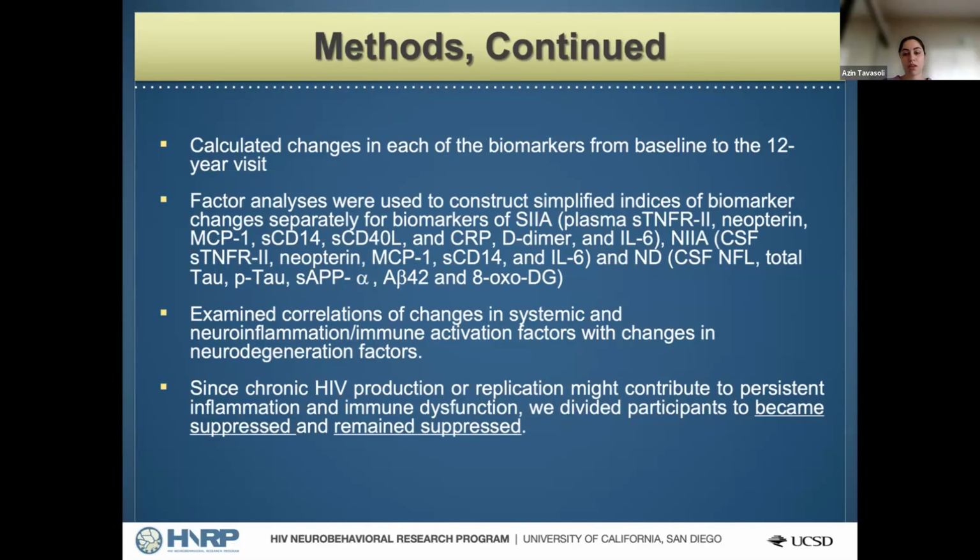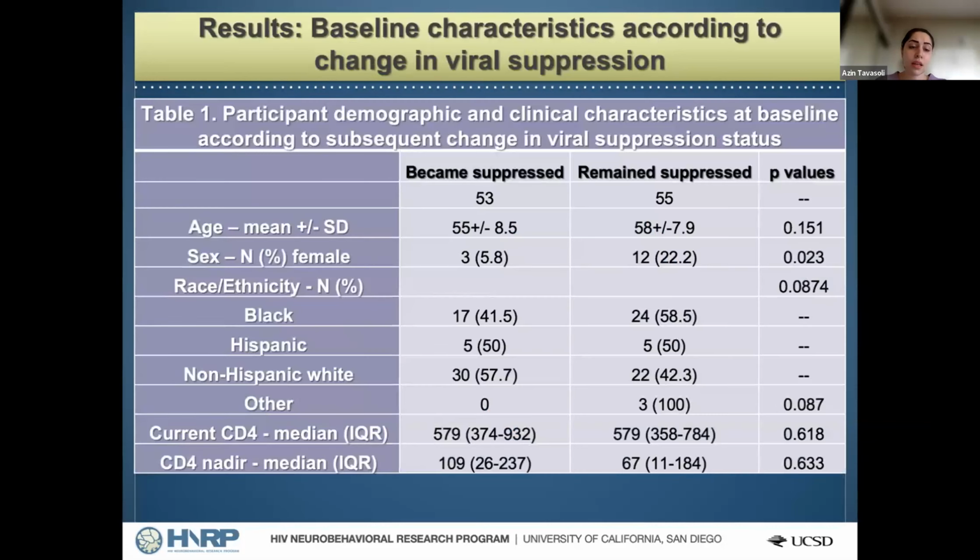Since chronic HIV replication can contribute to persistent inflammation, we divided participants into two groups, became suppressed and remained suppressed. As you can see in this table, in the became suppressed group we had 53 participants, and 28 of these 53 were not on ART at their baseline visit. And we had 55 remained suppressed participants. The proportion of females was higher in the group who remained suppressed. Current CD4 was the same in both groups. And we had a CD4 nadir of 109 in the became suppressed group and 67 in the remained suppressed group.